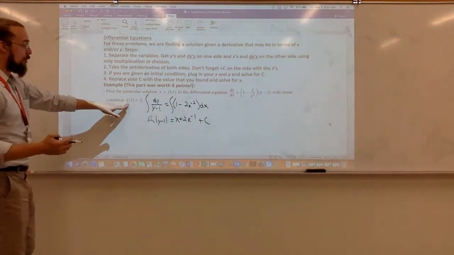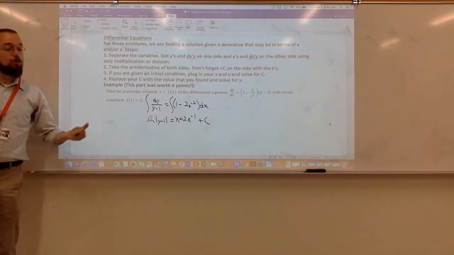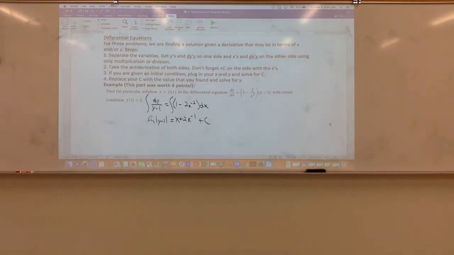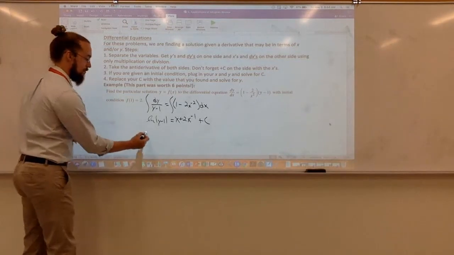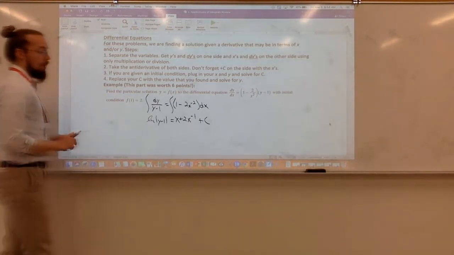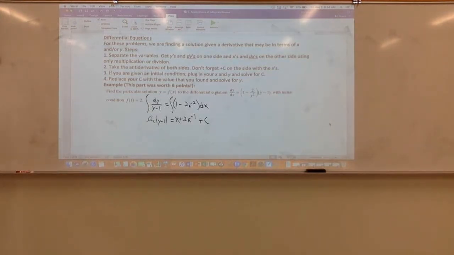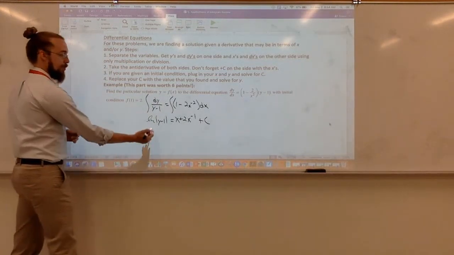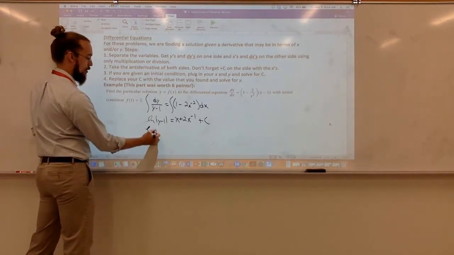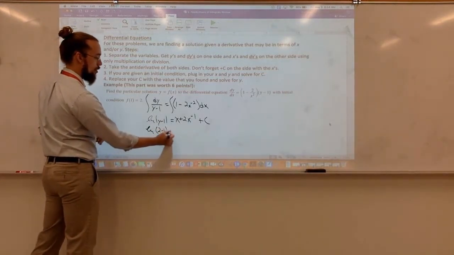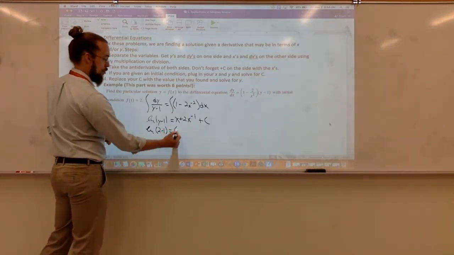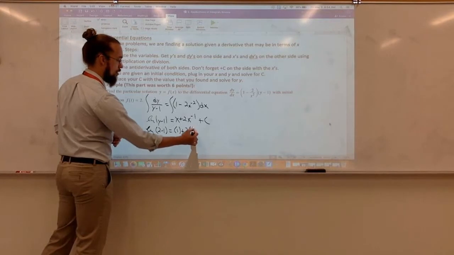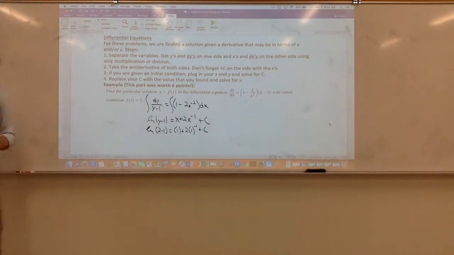Now, we're given an initial condition, the point (1, 2). So we want to plug 1 in for x, 2 in for y, and solve for c. Technically, it doesn't matter which side we put it on. It's just customary to put it on the side with the x's. So plug in 1 for x and 2 for y. We'll get natural log of 2 minus 1 equals 1 plus 2 times 1 to the negative first plus c.